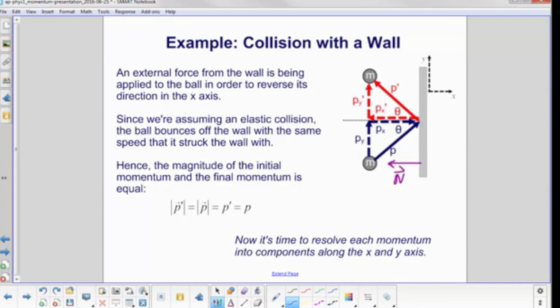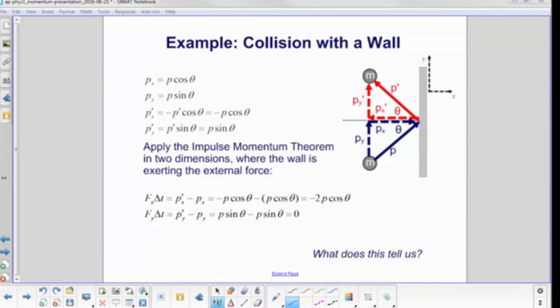Since we're assuming an elastic collision, the ball bounces off the wall with the same speed that it struck the wall with. There's no loss of kinetic energy. Of course, there is, but it's going to be so slight we're going to ignore it. So if the speed is the same, the magnitude of the initial momentum and the final momentum has to be equal. So here's the final momentum, it equals the initial momentum, so we'll get rid of the magnitude and vector signs and just say that the magnitude P prime is equal to P.